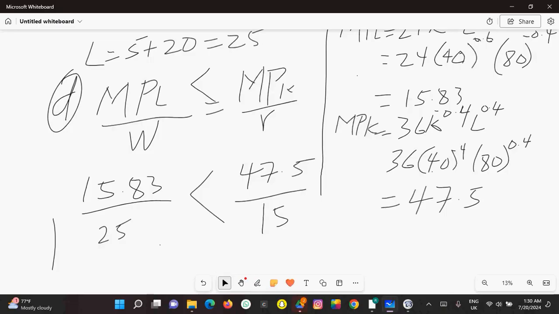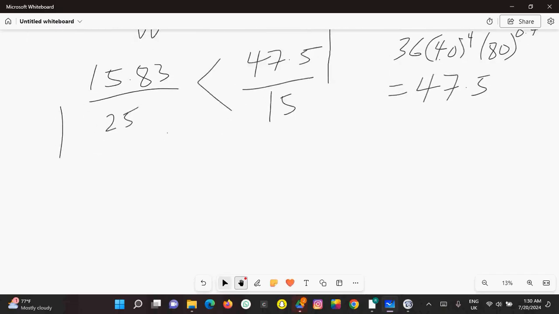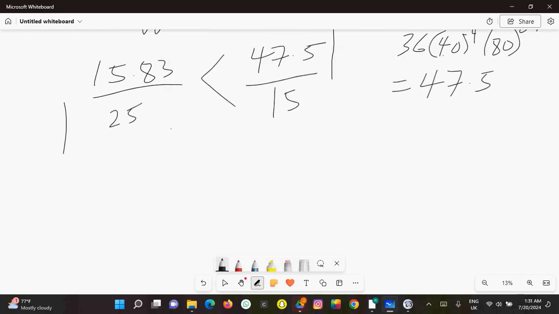So now, this basically means that the firm is not producing efficiently. The firm will only be producing efficiently when they are the same. Since they are not the same, the firm is not producing efficiently.